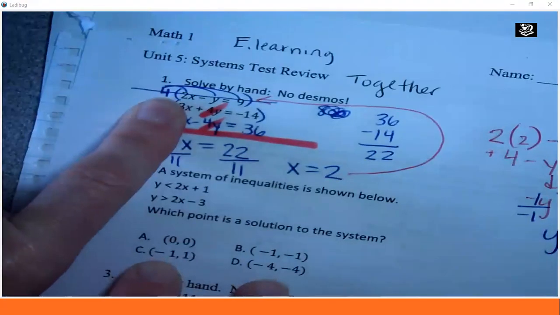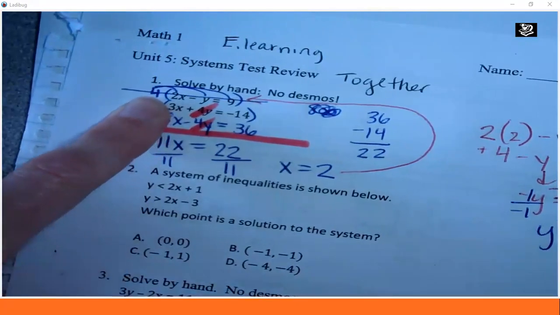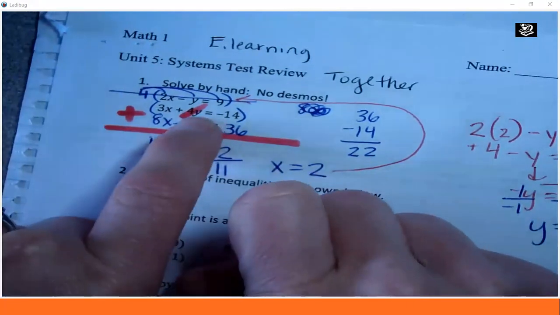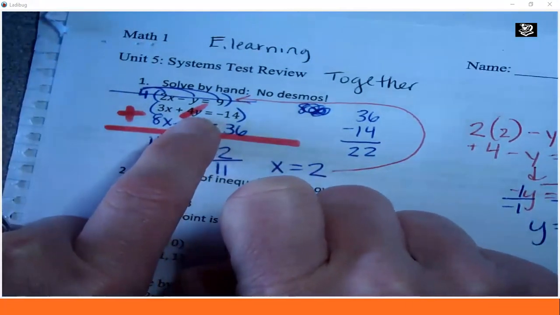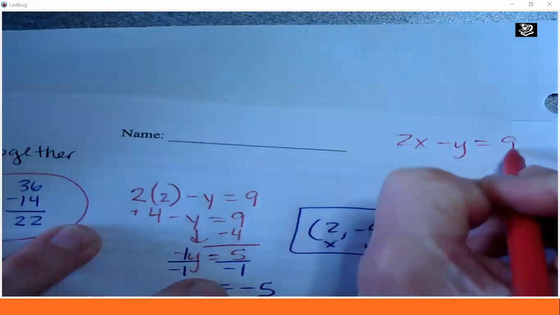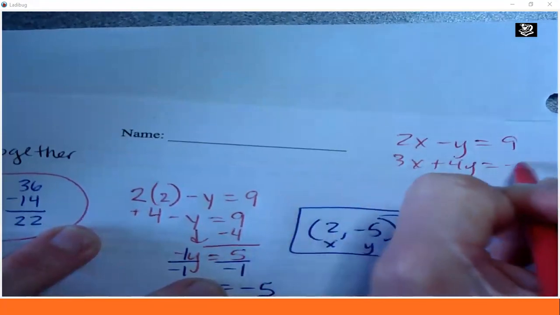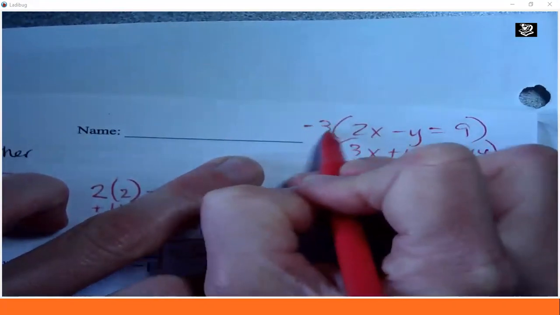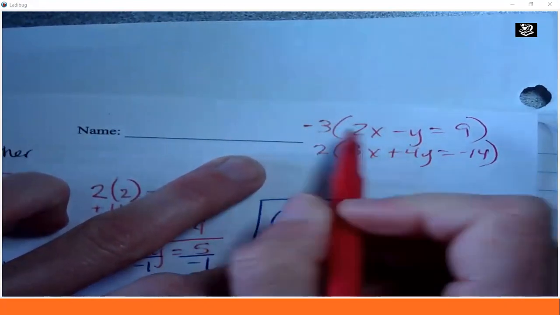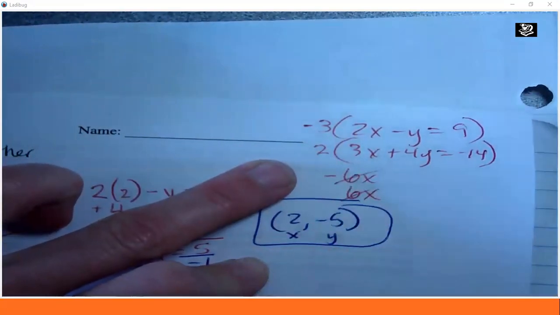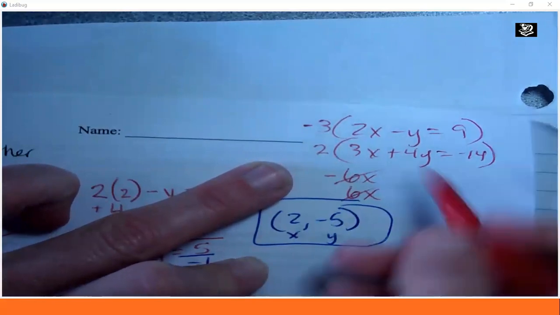This 4 in front, you can pick any number you want to get them to cancel. So see how this was a positive 4? I wanted that to become a negative 4. But what you could have done, let's see, it was 2x minus y equals 9, 3x plus 4y equals negative 14. It would have worked just as well if you would have multiplied this one by negative 3 and this one by 2, because that would have made this a negative 6x and that a positive 6x, which would have canceled. So there's no right way to do it, but which one was less work?